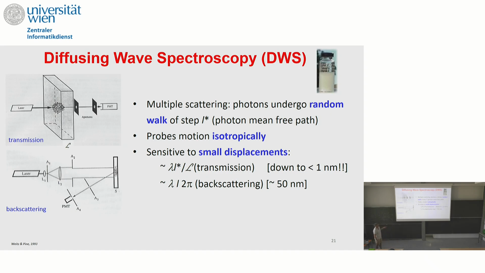So in practice, it depends if you do your experiment in transmission or in backscattering, but you can go down to less than 1 nanometer if you do your experiment in transmission, meaning that you put your detector on the opposite side of the laser. And otherwise, it's more like in the tens of nanometers if you put your detector on the same side of your laser.